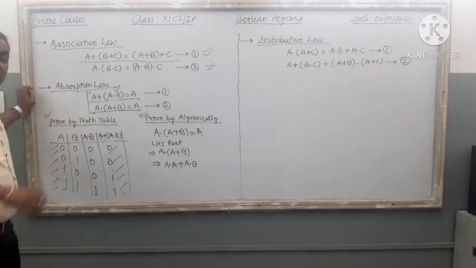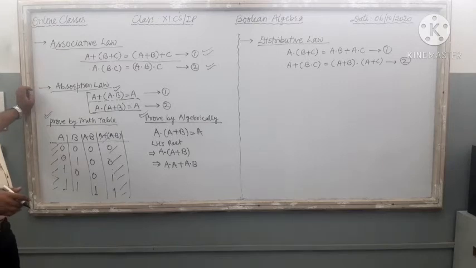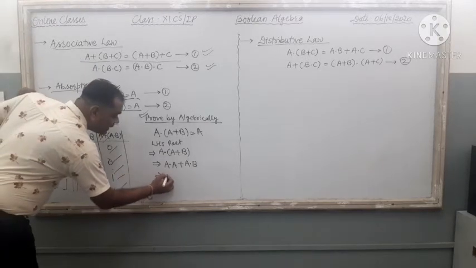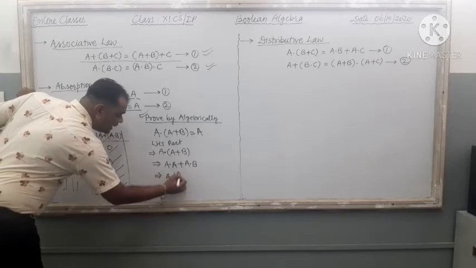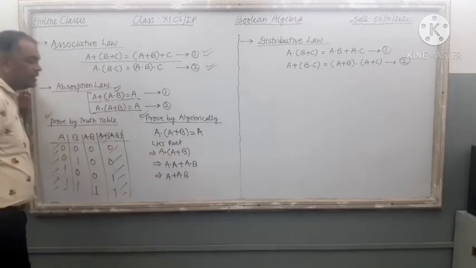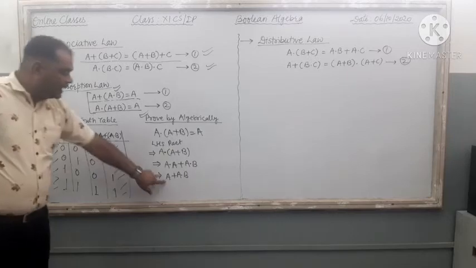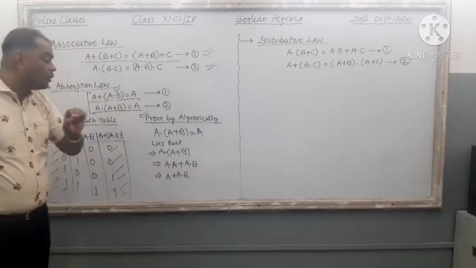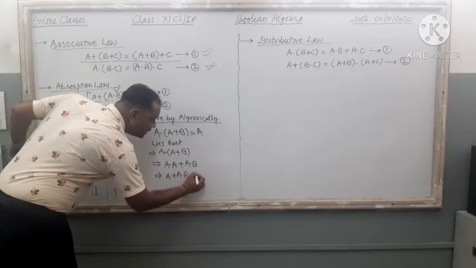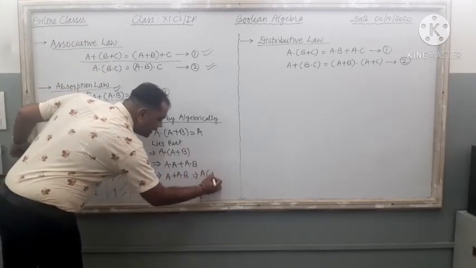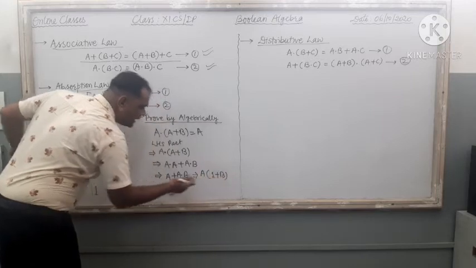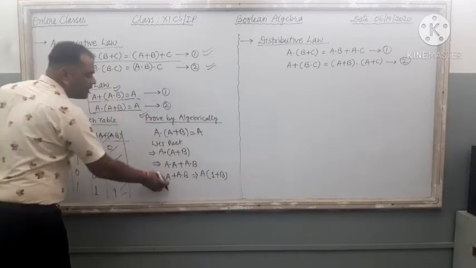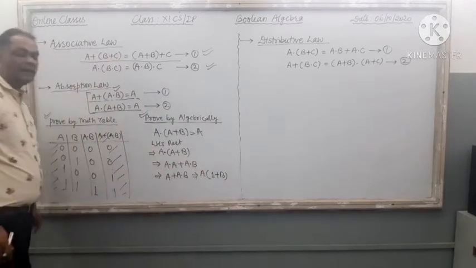What is A dot A? Just see the previous board: A dot A means A. So here we can write A plus A dot B. Clear? Now in A plus A dot B, if I take A as common, then A is common and here it is 1 plus B. So 1 plus B is the next point.